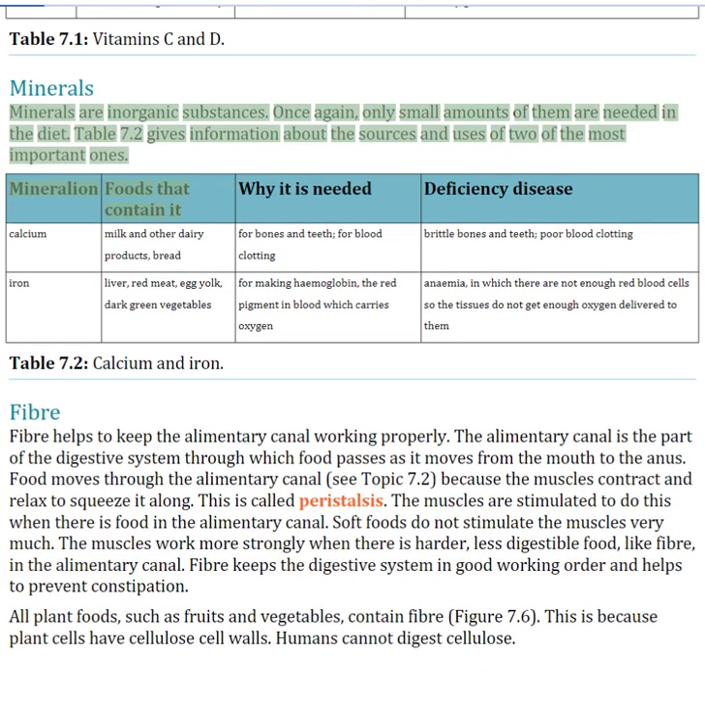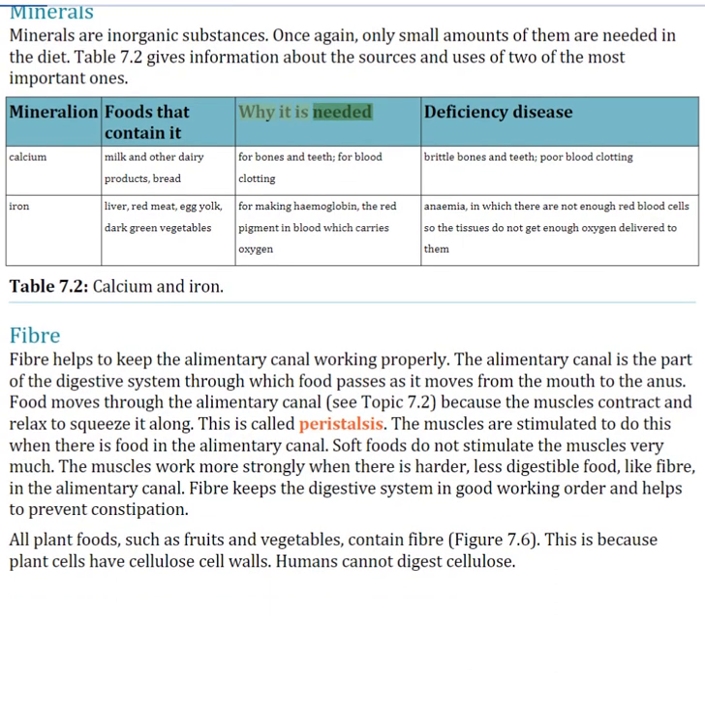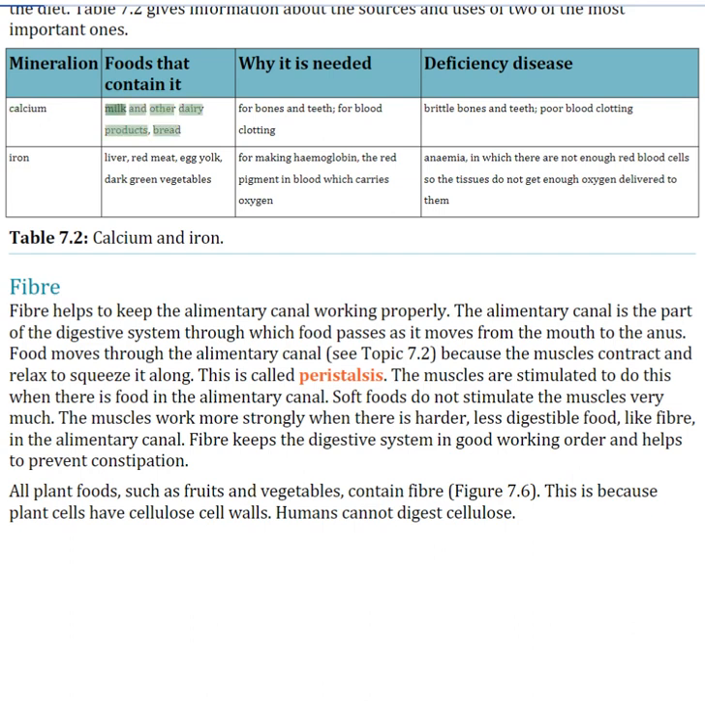Minerals. Minerals are inorganic substances. Once again, only small amounts of them are needed in the diet. Table 7.2 gives information about the sources and uses of two of the most important ones. Mineral ion, foods that contain it, why it is needed, deficiency disease. Calcium. Milk and other dairy products, bread. For bones and teeth, for blood clotting. Brittle bones and teeth, poor blood clotting.